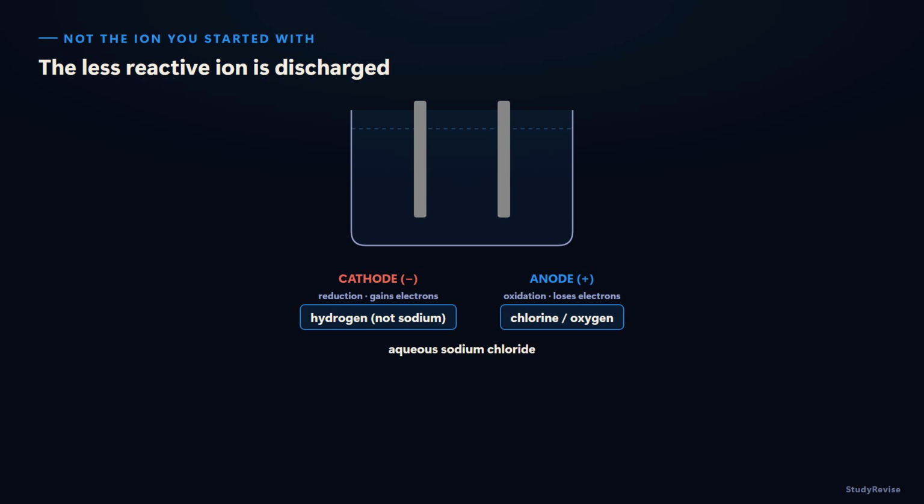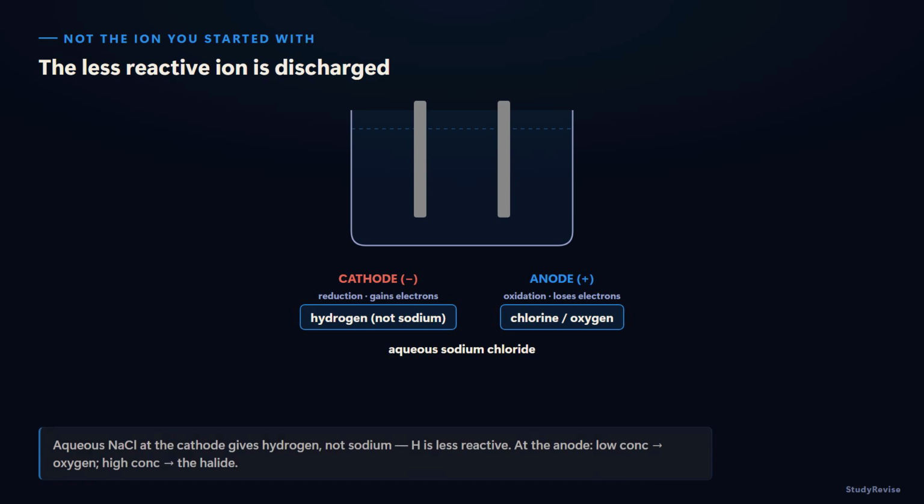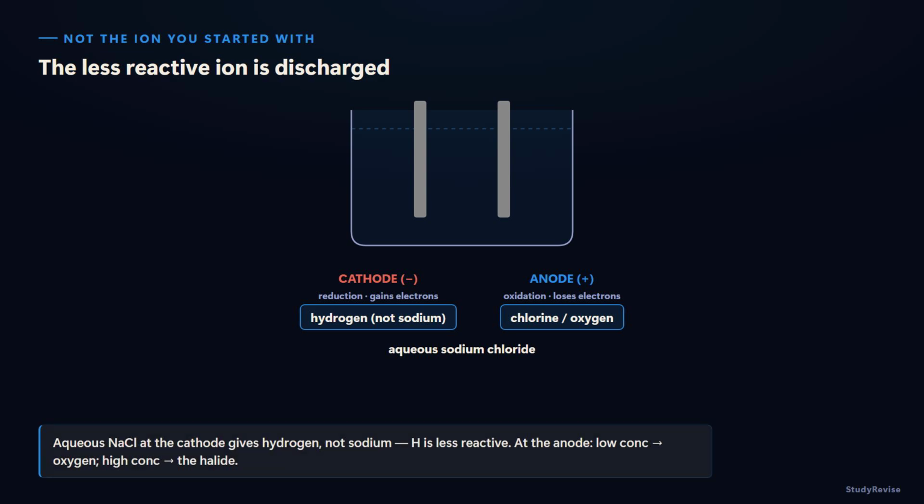At the anode, a similar rule applies to negative ions. Unless the halide ion is at a high enough concentration, oxygen from the water gets discharged instead of the halide. The electrolyte is simply the liquid or solution that conducts the current and gets broken down. But which ion actually gets discharged depends on relative reactivity, not on which compound you started with.